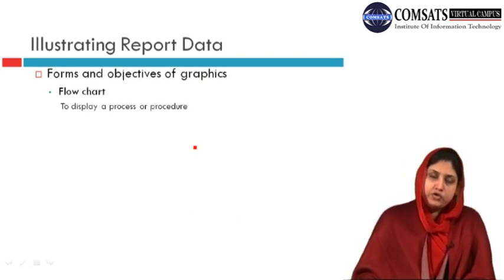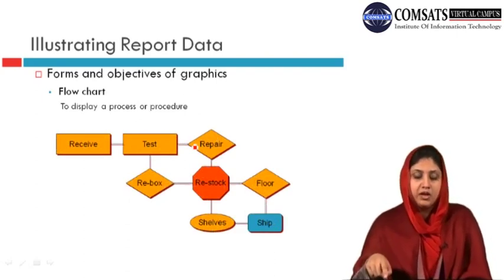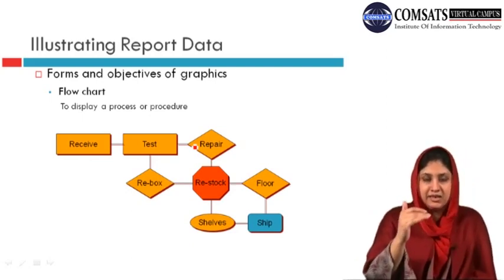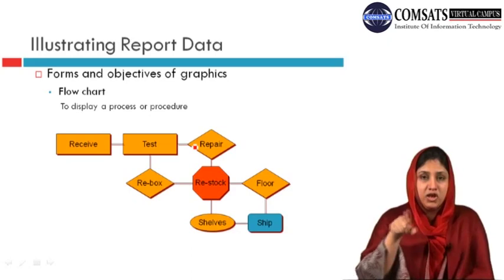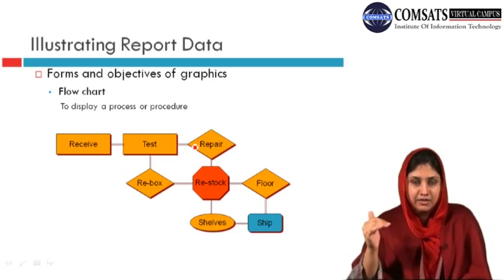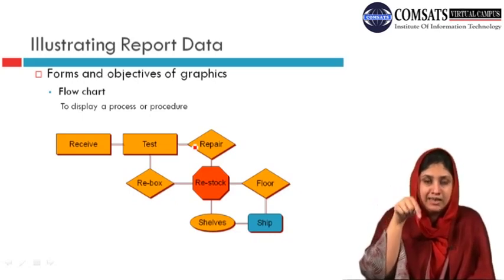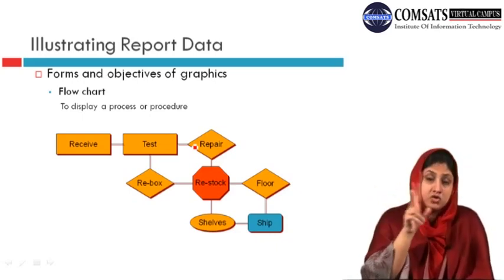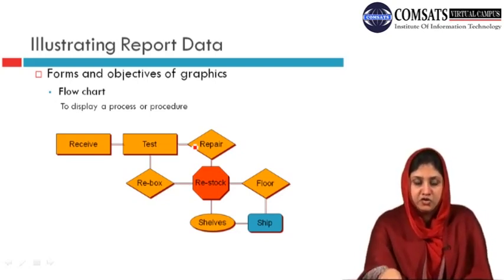Then you have flow charts. Flow charts are always good to display a process or procedure. Look at this flow chart. For example, receive is the very first step that is taking place, and then test and reboxing, repair, restock, shelves, floor, ship. Look at the shapes of these. They carry some meaning. Look at the flow of the action, moving upwards, downwards, and these linking lines. They show the movement. Sometimes it is one-sided movement, sometimes it is two-sided movement, things moving back and forth. And look at the eventual product, shipment.